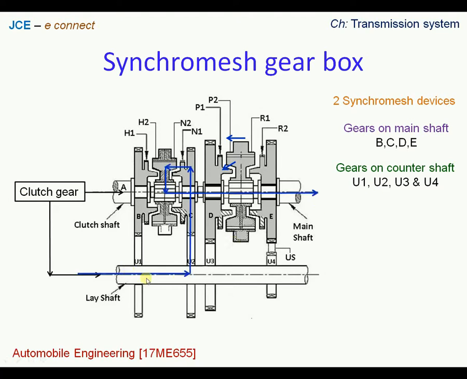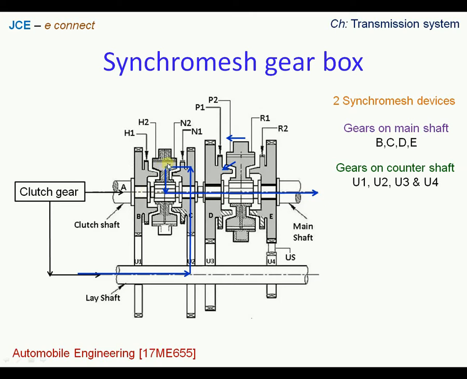Let us look at the power flow through these arrows. We can see how the power is flowing from the engine to the lay shaft, from the lay shaft to the gear C, that is gear number 2, and from gear number 2 through the tooth, it is further brought in contact with the Synchromesh device, and towards the main shaft we can see how the power is flowing.